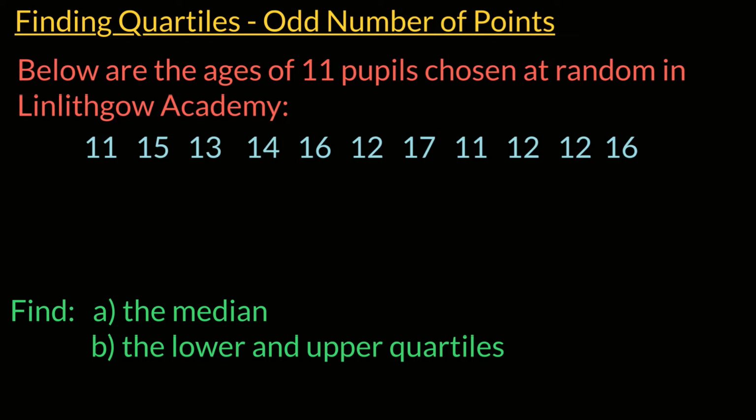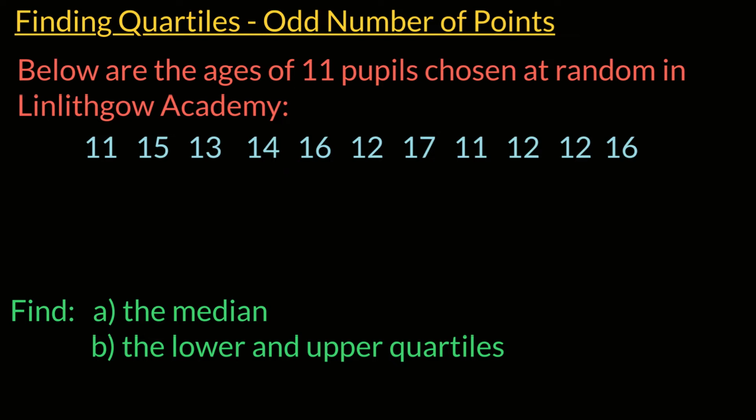So below we have the ages of 11 pupils chosen randomly from the Linlithgow Academy. And first of all, what we should be noticing about this data set is that the numbers are not in order. So first of all, we need to put the numbers in order. When I'm doing this, I like to cross out the numbers as I'm copying them down, just to make sure that I'm not going to accidentally write any down twice, or I'm not going to miss any out.